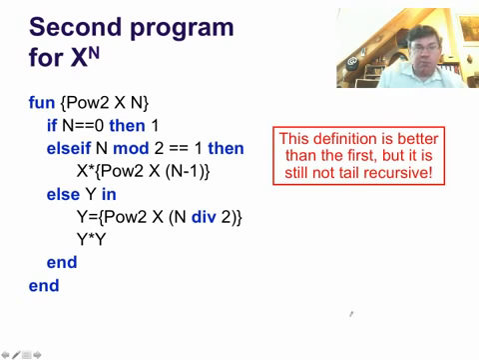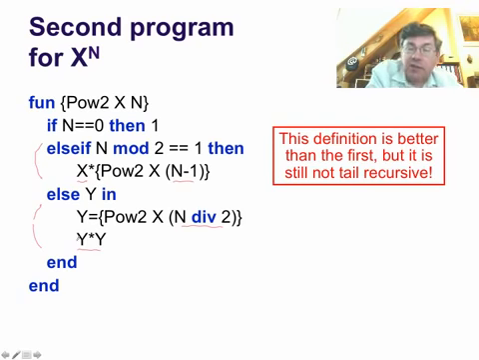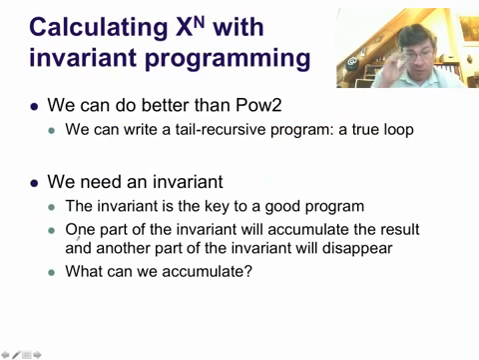So here is the second program, the one that uses the approach of using the square. So here we have, if n is odd, I do x times x to the n minus 1. And else n is even, I do x to the n divided by 2. And then I return y squared. Y is the x to the n divided by 2. So this definition is better than the first one, a lot better, but it is still not tail recursive. So how do we make it tail recursive?